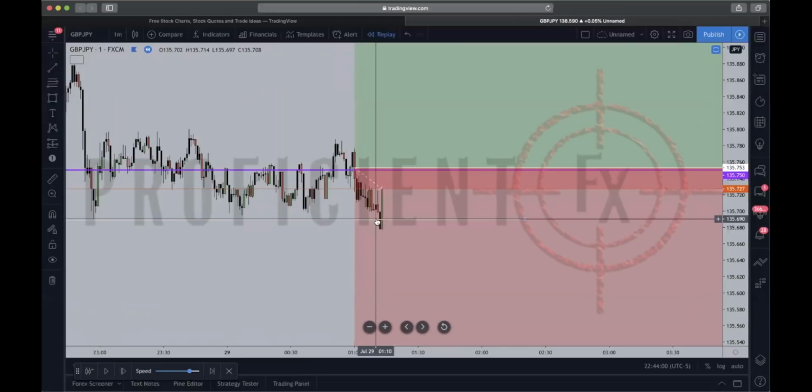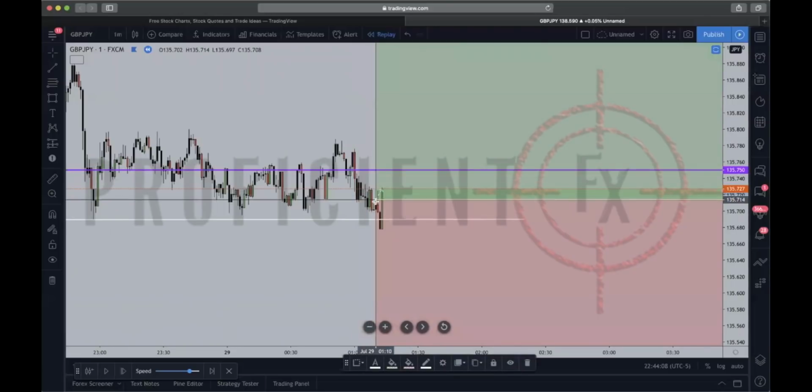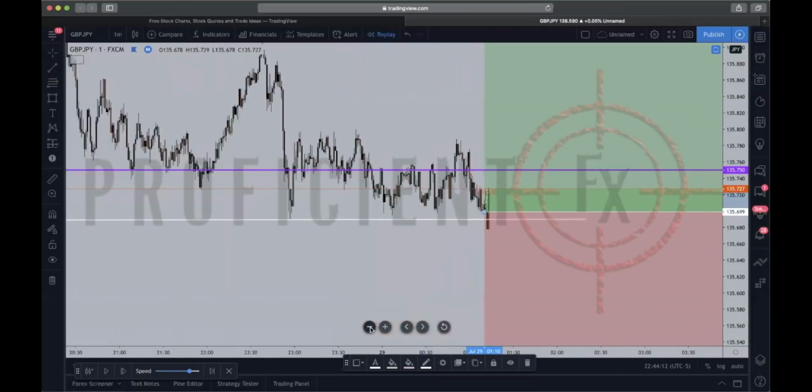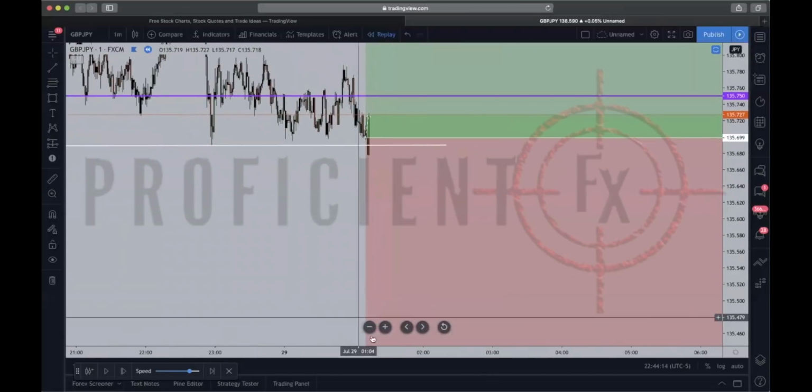Same thing on the higher time frame, right? We had a 4-hour down move through the lows, bullish engulfing. So now instead of buying here, we are going to buy here. And the beautiful thing about this is now we get to move our stop loss.